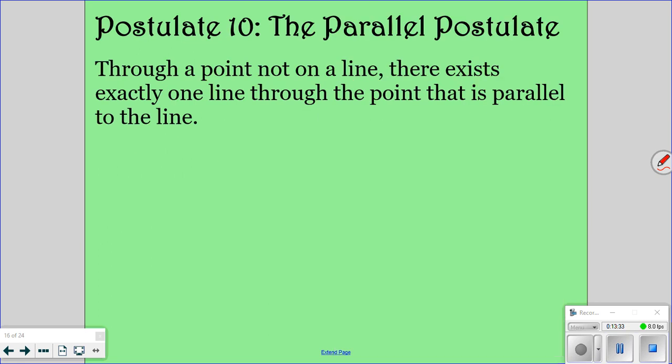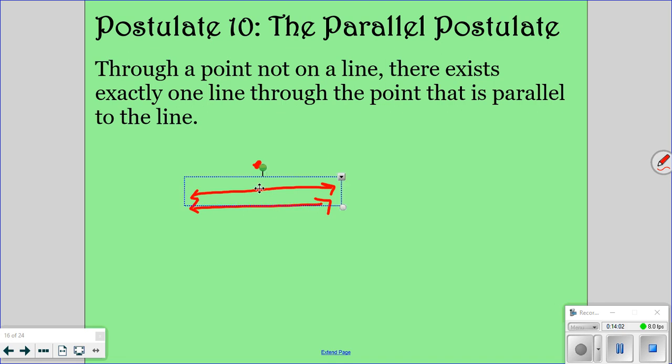All right, looking at postulate 10, it's called the parallel postulate, and it says through a point not on a line, there exists exactly one line through the point that is parallel to the line. So we have a point that is not on a line. And it says that there is exactly one line that's going to go through this point that is parallel to this line. So this is a parallel line to the first line.